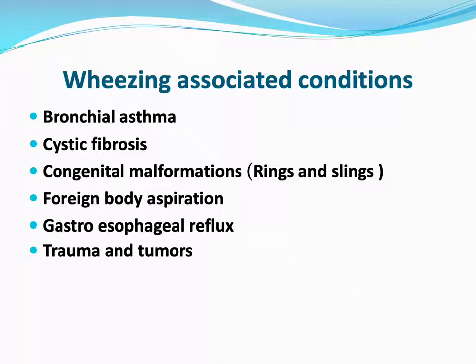The differential diagnosis of bronchiolitis includes asthma, with a history of recurrent wheeze; cystic fibrosis, with a history of chronic diarrhea and failure to thrive; congenital malformations like aortic ring and slings; foreign body aspiration, with a history of choking; gastroesophageal reflux, with a history of regurgitation and vomiting; trauma; and tumors.